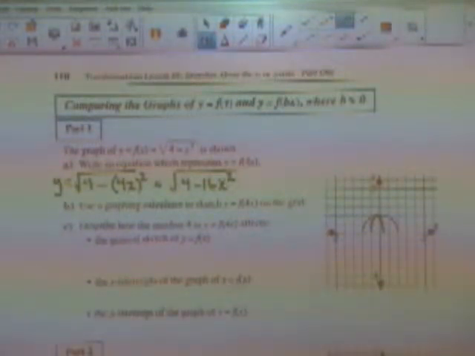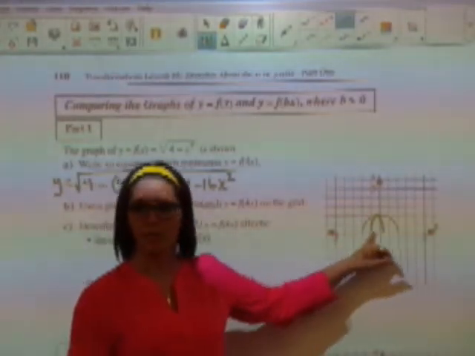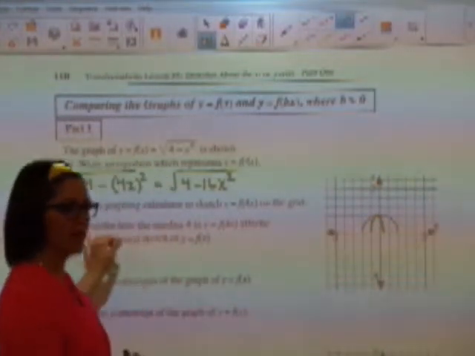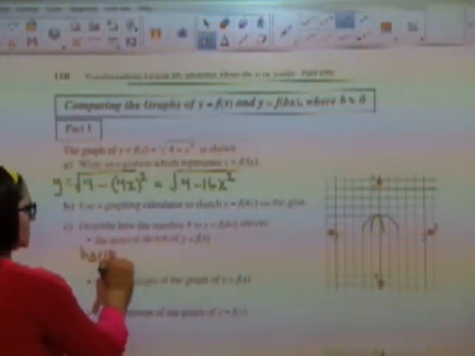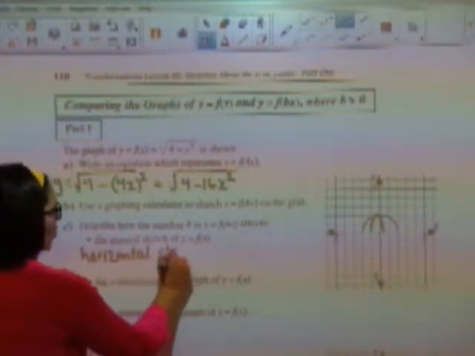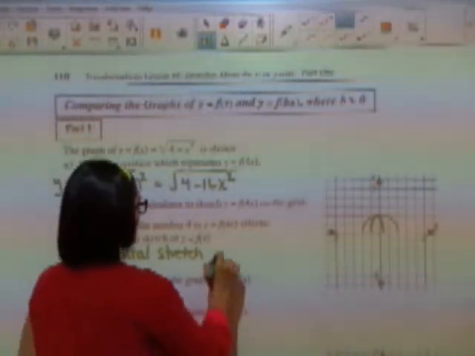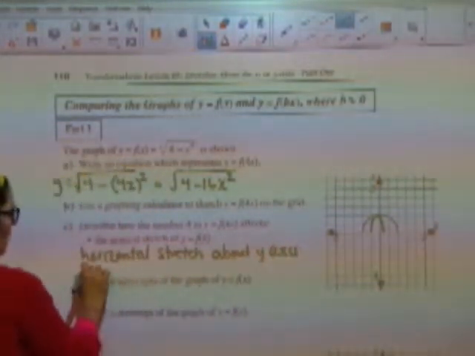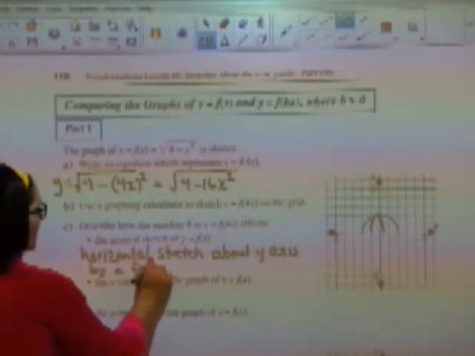So it says, describe how the number 4 in y equals f of 4x affects the graph. What's moving here? The x's or the y's? X's, which makes this horizontal. And it's a horizontal stretch. What's my anchor line? The y-axis this time. So it's a horizontal stretch about the y-axis by a factor, and we'll leave the factor blank for now because we'll do the other two.